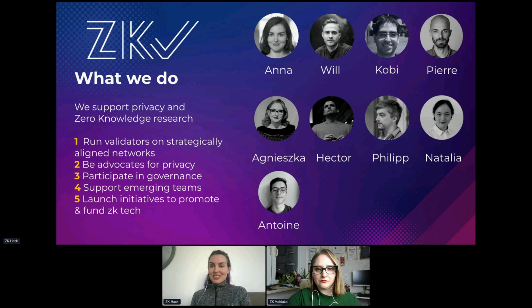So here's our team today. We're 9. Wow. Every time we do it, it's a little bit bigger. It's very cool. What we tend to do at the ZKValidator is we run validators. We choose networks that we feel strategically aligned with. We act as advocates for privacy in ZK tech. We participate in governance. We support emerging teams in those networks. And we also aim to launch initiatives to promote and fund ZK tech.